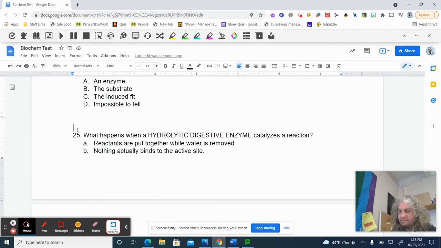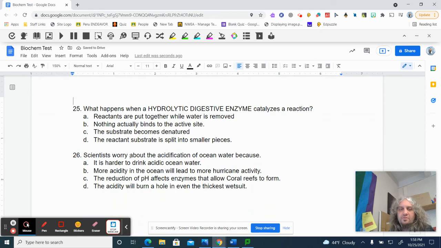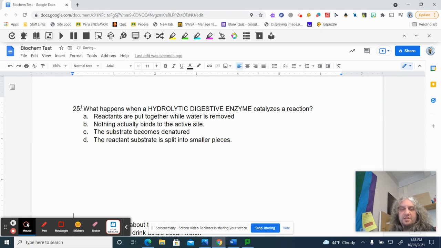Question 25. What happens when a hydrolytic digestive enzyme catalyzes a reaction? A, reactants are placed together while water is removed. B, nothing actually binds to the active site. C, the substrate becomes denatured. D, the reactant substrate is split into smaller pieces.